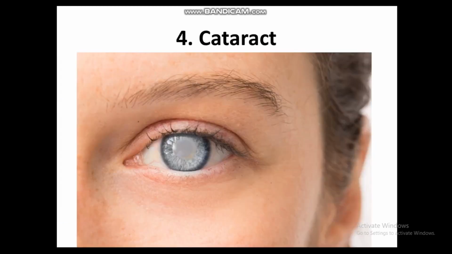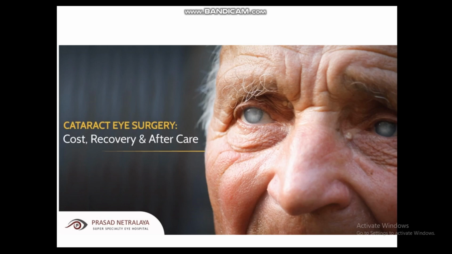Okay, so the fourth problem is cataract. So in cataract, what happens? In the eyes of the person, it appears cloudy. When we see the eyes from the front, they appear cloudy, and the person also sees things blurred. Here you can see another old person, an old woman, who is also having this cataract problem.